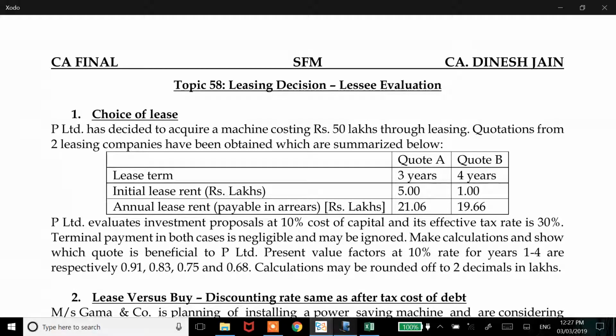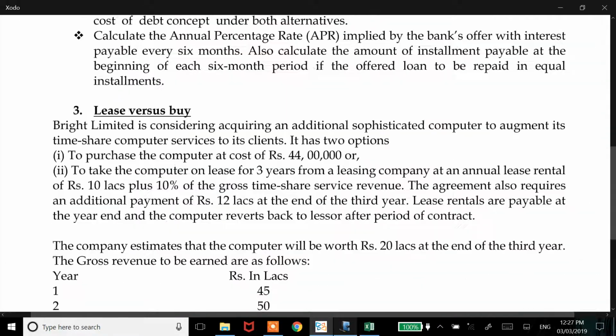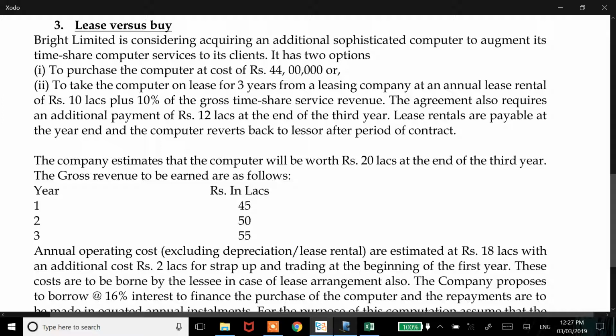Clear? Any doubts in this? Let's move to question 3. We'll do 3 and then take a break. Go through question 3.